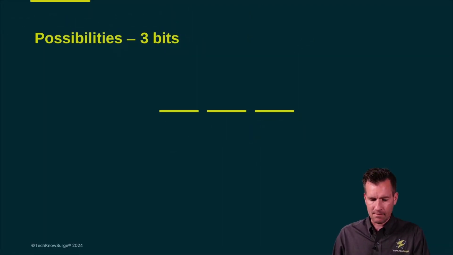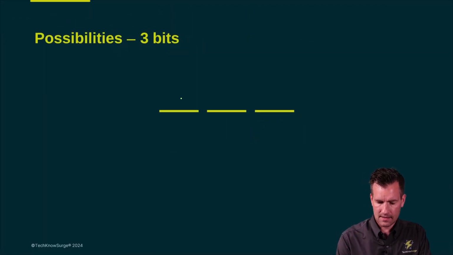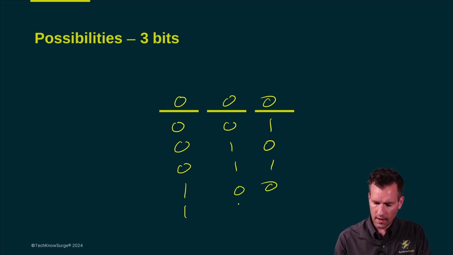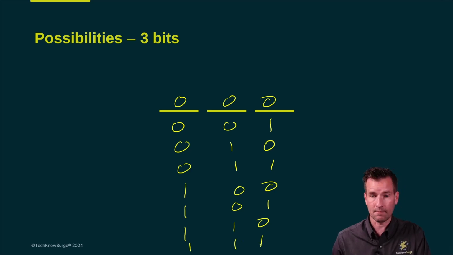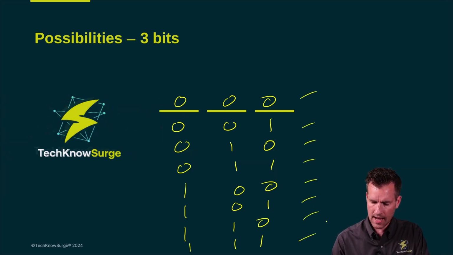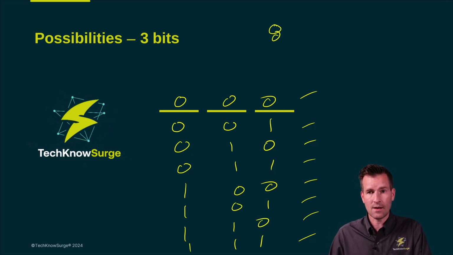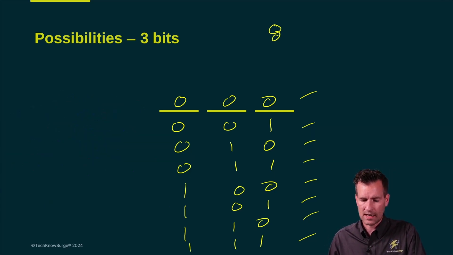Let's do that again. Here we have 3 bits. So we've got 0, 0, 0, 0, 0, 1, 0, 1, 0, 0, 1, 1. We've got 1, 0, 0, 1, 0, 1, 1, 1, 0, and 1, 1, 1. So 1, 2, 3, 4, 5, 6, 7, 8. We have 8 combinations here, 8 different ways that we can represent this with 3 different bits.